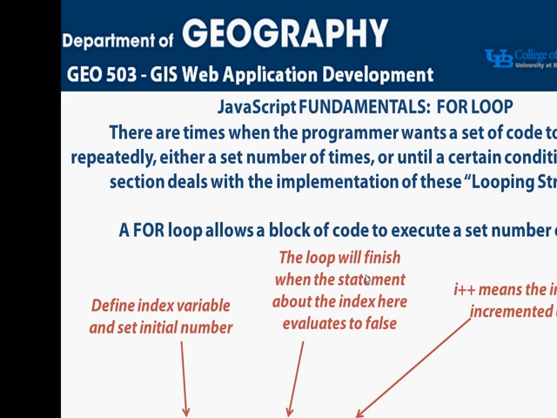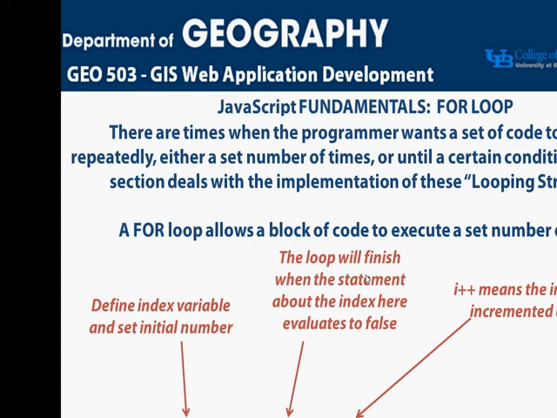I did write that here. A for loop allows a block of code to run a set number of times. Say you want a series of code that you've written to run 5 times. The for loop is how you would do that. Maybe you have a website with 5 map layers on it and you want to turn them all off. You would loop through 5 times and say turn this map layer off, turn this map layer off, and go through it 5 times.